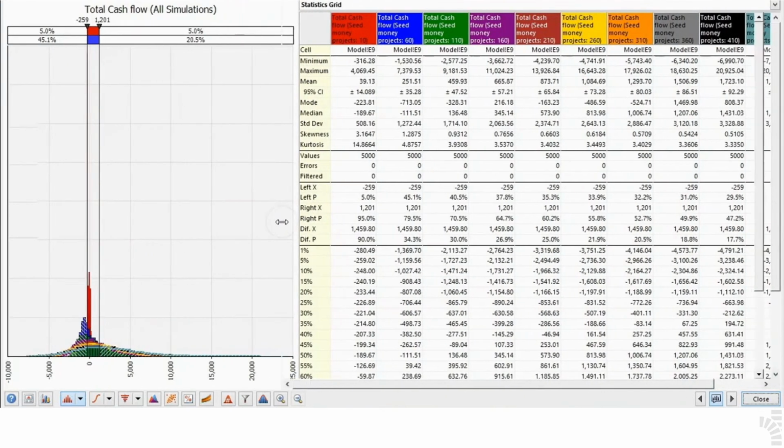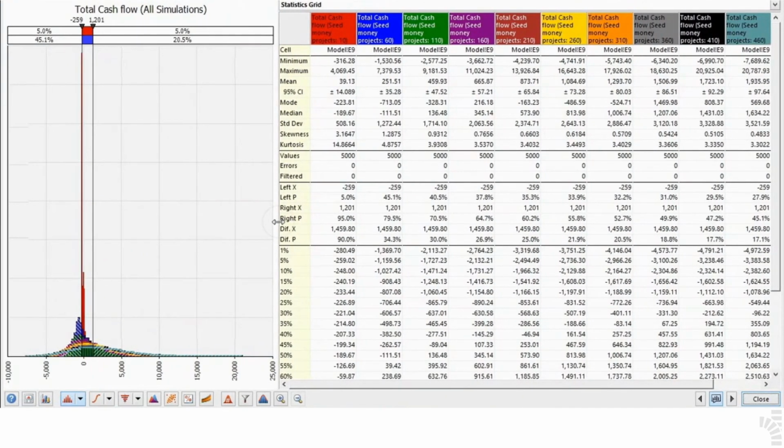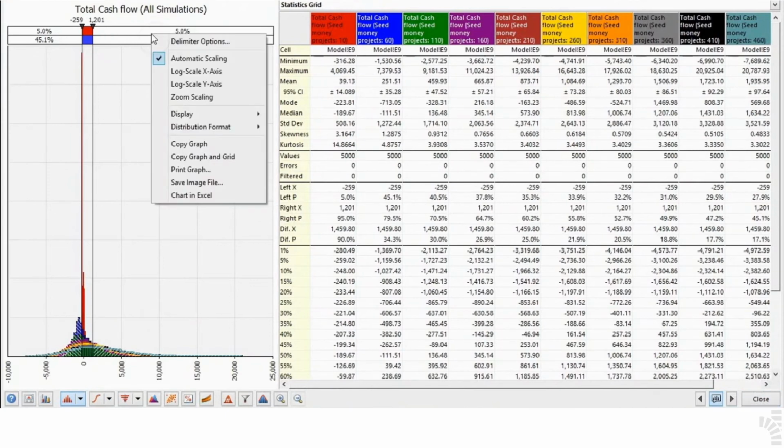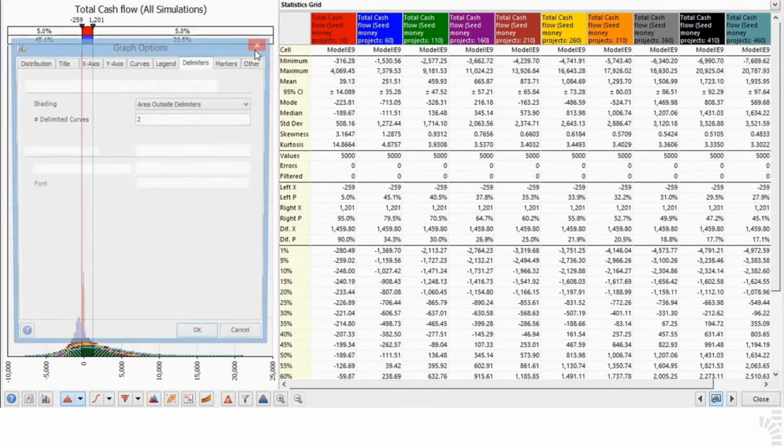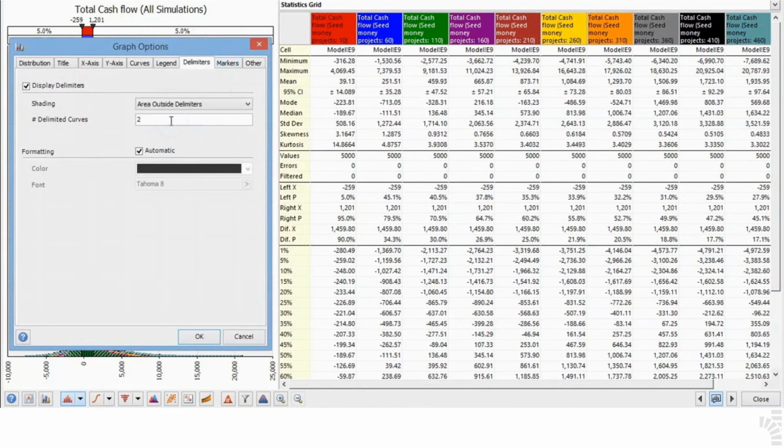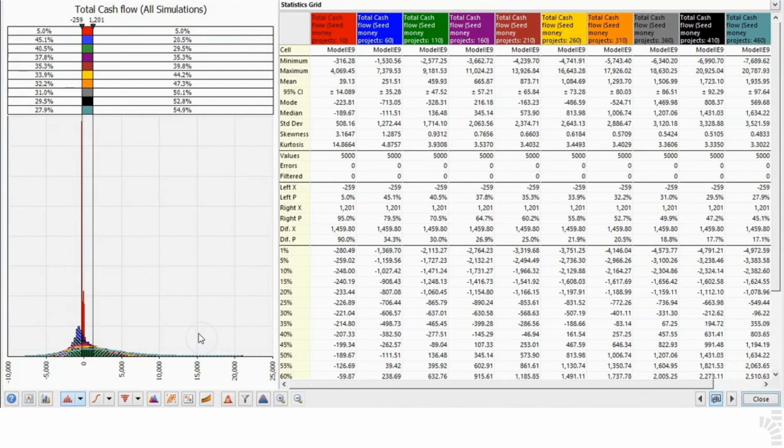68. Place your cursor on the top probabilistic bar. Right-click on it and select the first option, Delimiter Options. 69. In the number of delimited curves write 10 and click OK to exit. Now, visualizing density curves one on top of the other becomes difficult because of the overlaying of curves. For this type of visualization, we recommend the cumulative ascending curve. 70. Click on the cumulative ascending icon and select it.